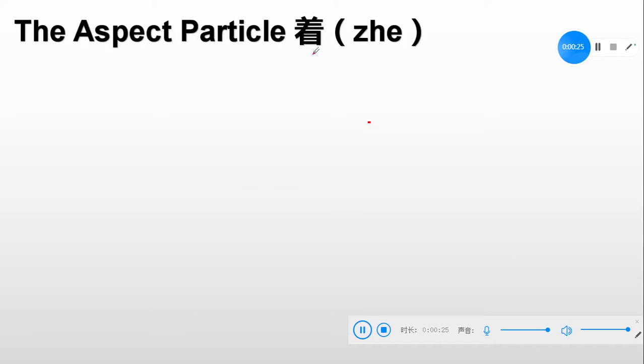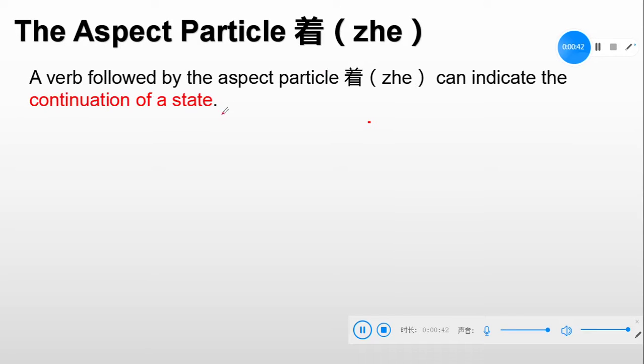The aspect particle 着. So, in grammar part 1, I'm going to show you how we use 着 in a Chinese sentence and how to translate a Chinese sentence with 着. Okay? Alright, the first sentence of this grammar part. A verb followed by the aspect particle 着 can indicate the continuation of a state. I think you know what does continuation of a state mean, right?